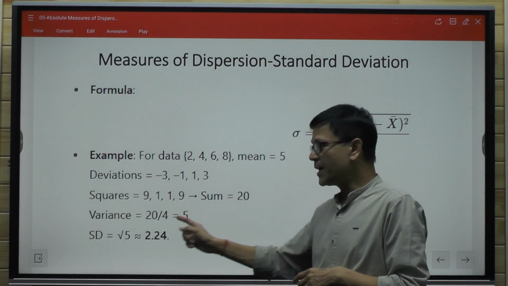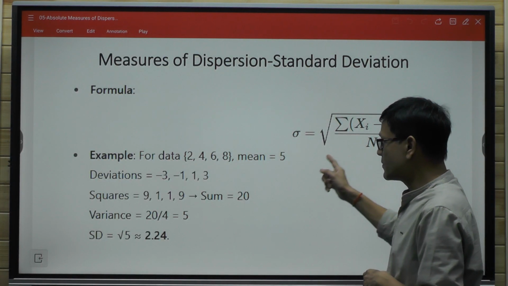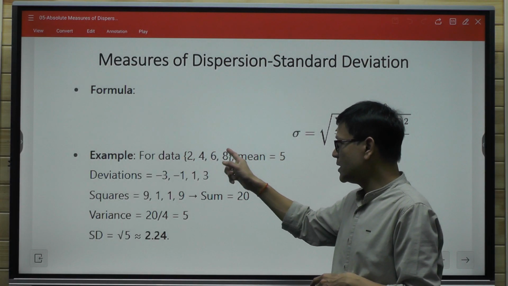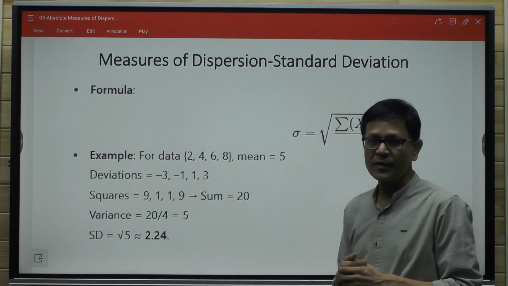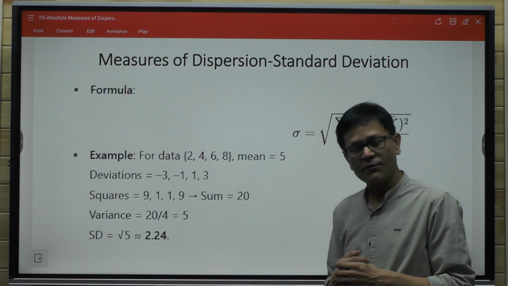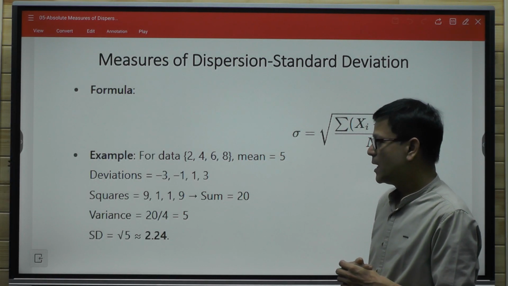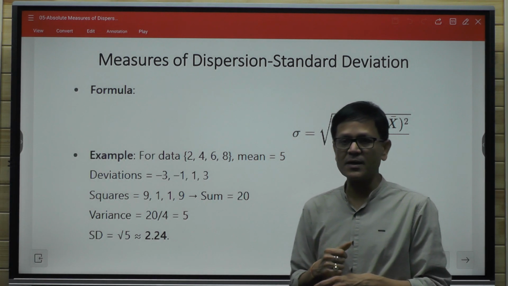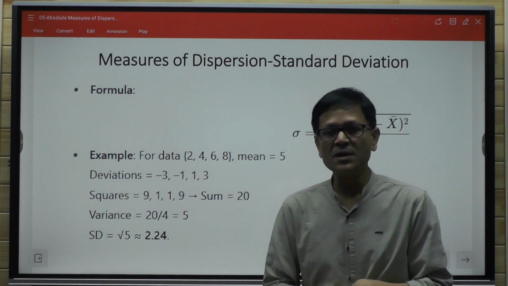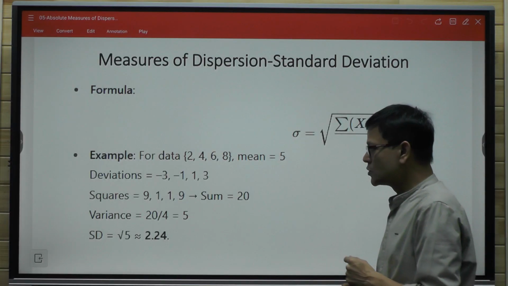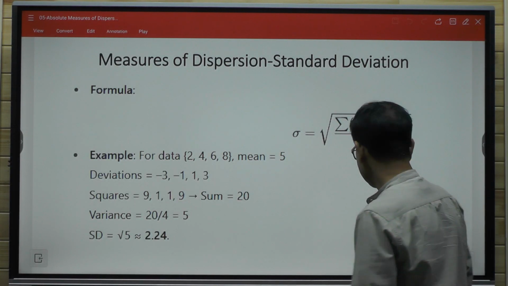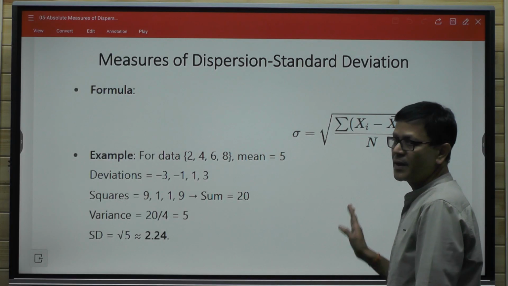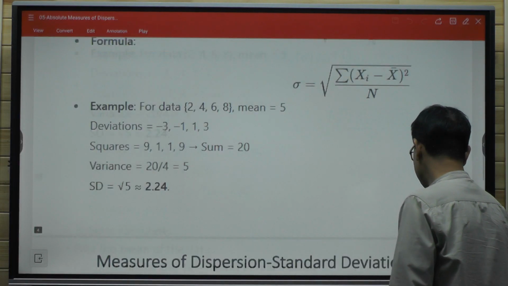Now you divide it by the number of observations, that is 1, 2, 3, 4. So 20 divided by 4, you have 5 as variance, and if you take the square root of variance, that becomes the standard deviation. So root of variance is root 5, that is 2.24. So this is how you calculate the standard deviation.